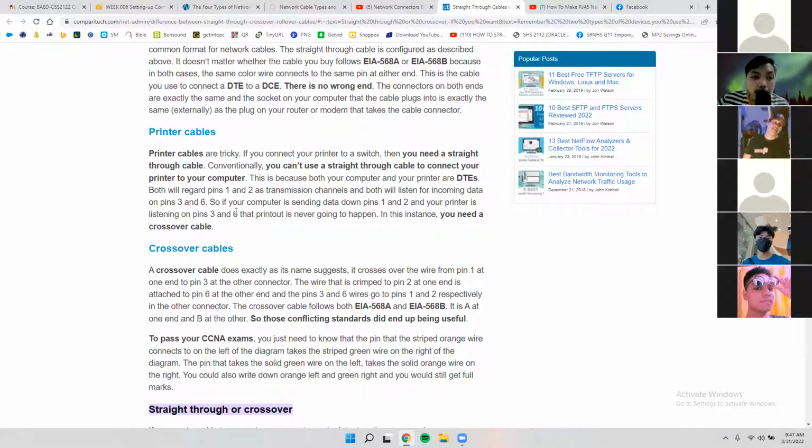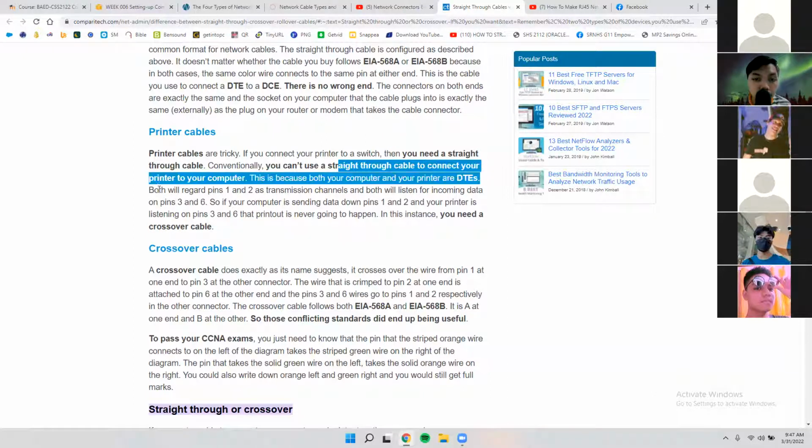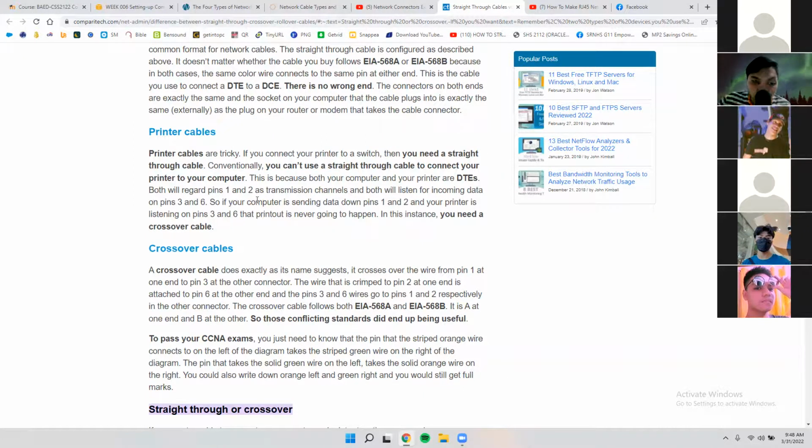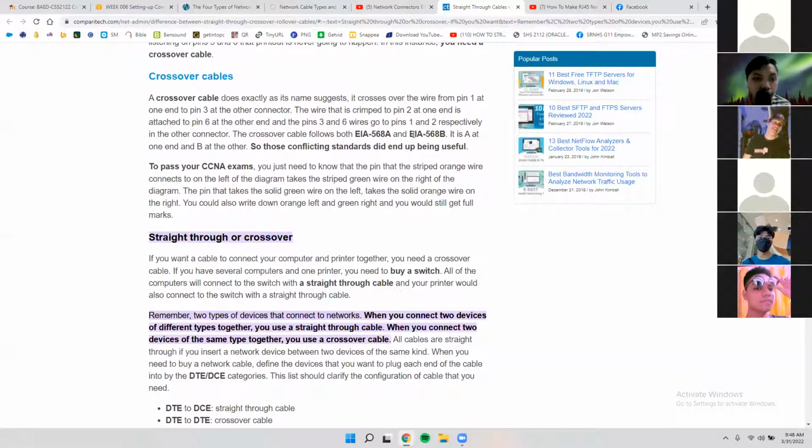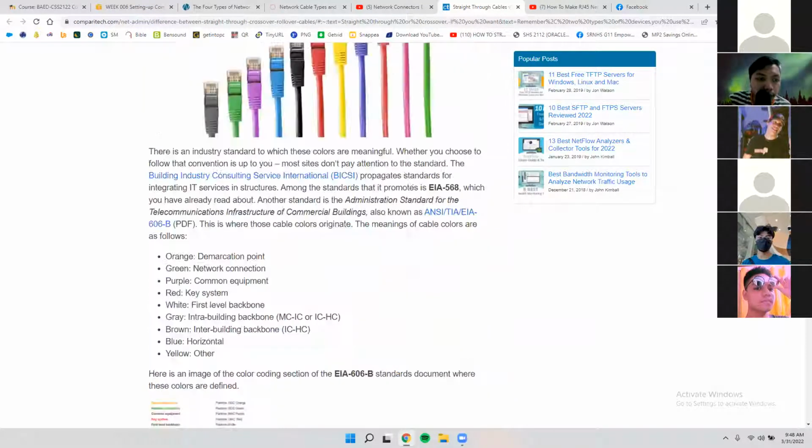Okay? So you use straight through, tinatawag natin crossover. Okay? So next natin crossovers. It crosses over the wire from pin 1 at one end to pin 3 in the other connector. So magkaiba sila. Sa crossover kasi, yung connector pang straight through, may sa dulo niya na pang crossover. Okay? So, na-explain na natin yung straight through, the crossover.